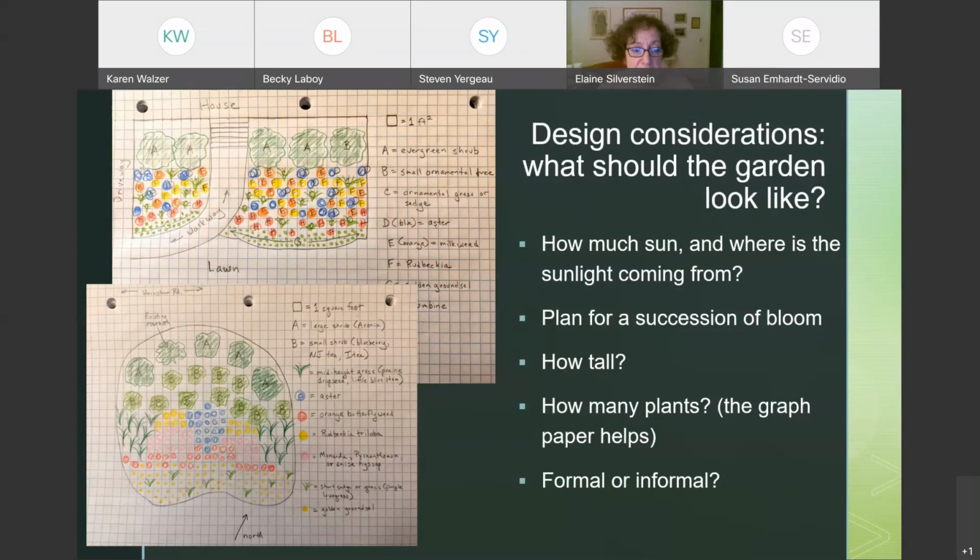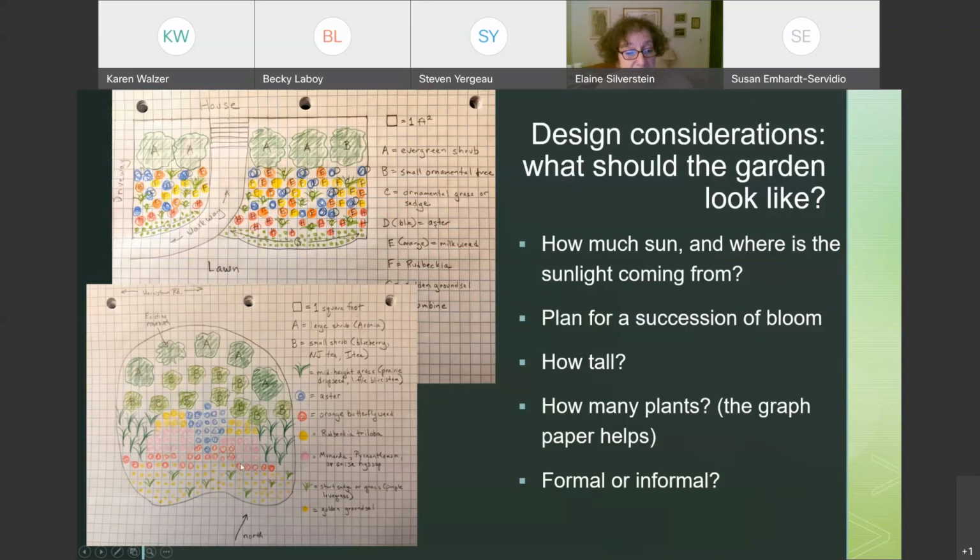And do you want it to look formal or informal? This garden is kind of balanced, and you have the same plants on each side. It would look much more balanced. In this one, the plants are arranged in sort of a random way. You have to think about what's going to be in bloom at different times, and a way to do that is to do overlays for different seasons.